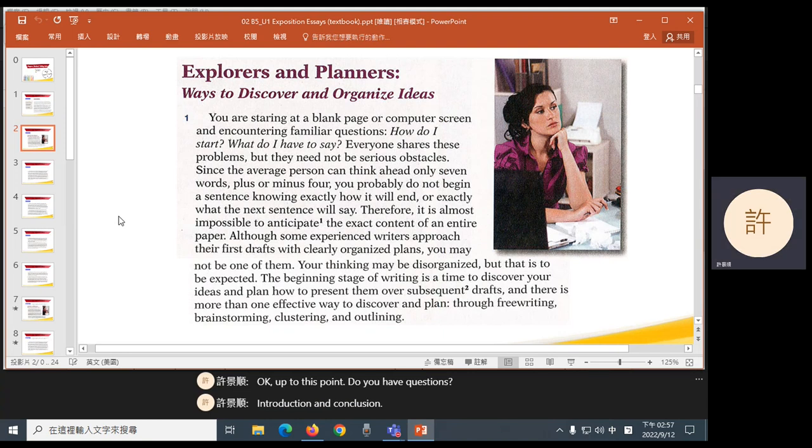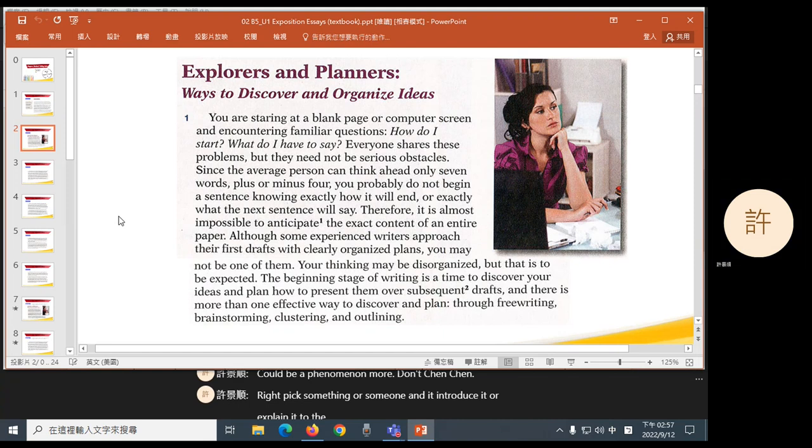Okay, the middle part, the explanation part. An exposition essay should introduce something or someone to the reader. Could be a thing, could be a person, could be some kind of process like cooking, could be an event, something that happened, could be a phenomenon, 某一种现象, right? Pick something or someone and introduce it or explain it to the reader.